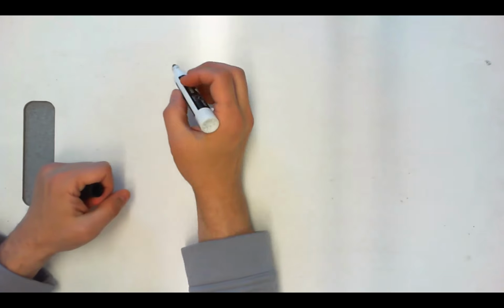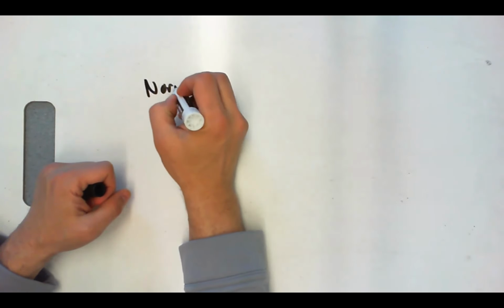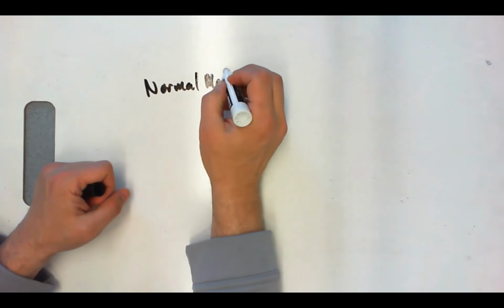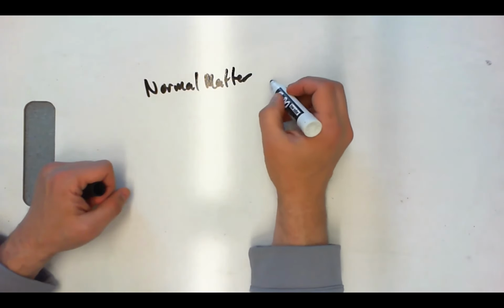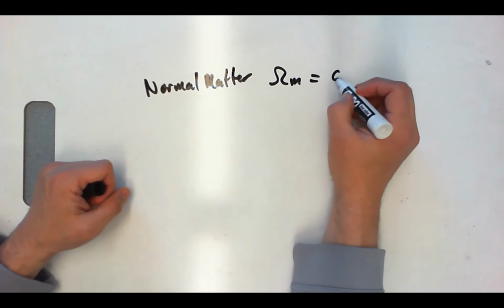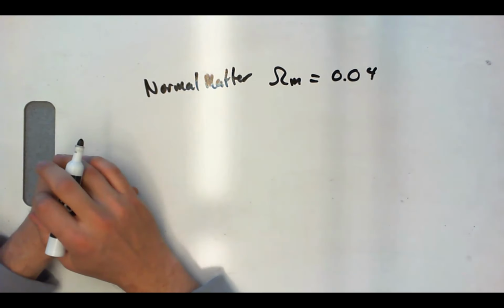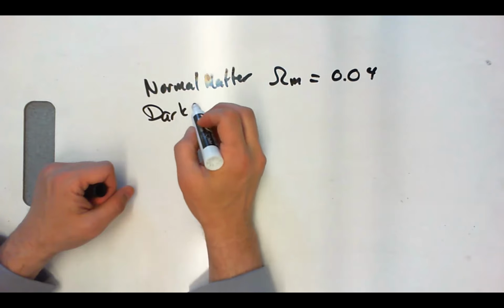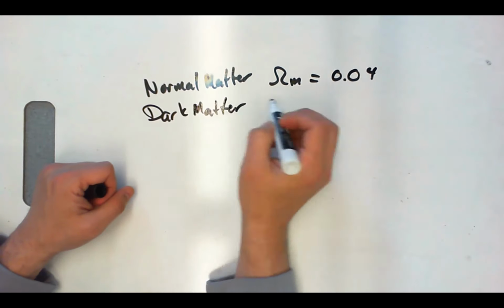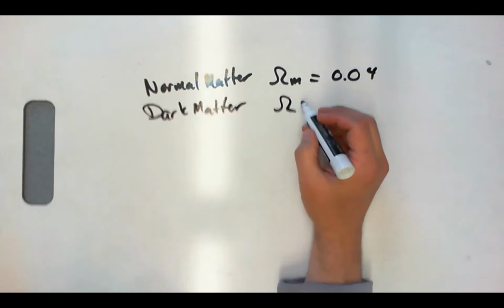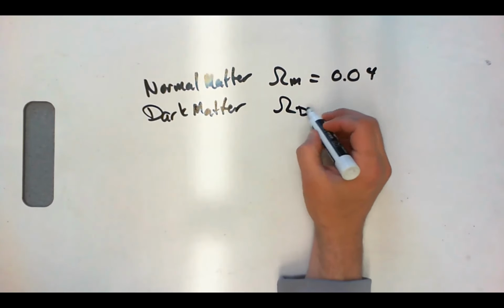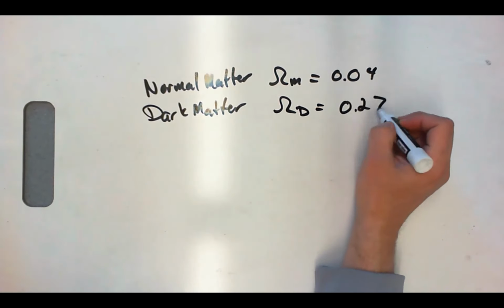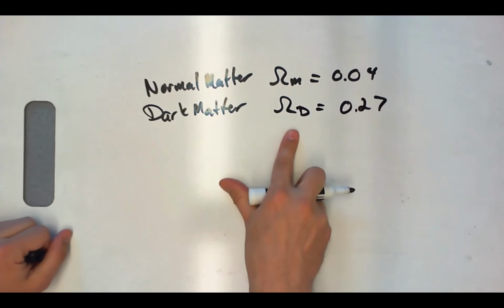Okay, that's better. So let's recap. Again, we're talking about the normal matter in the universe. We'll call that omega m. That was 0.04, right? We're talking about the dark matter. Let's call that omega d. That was about 0.27.